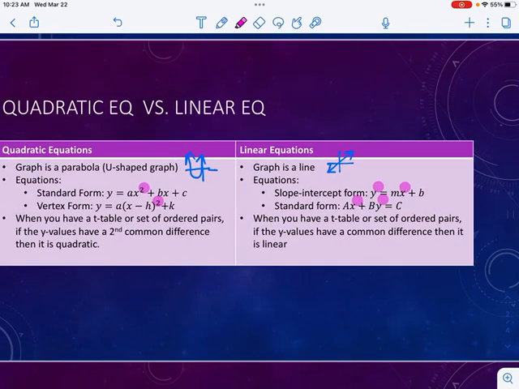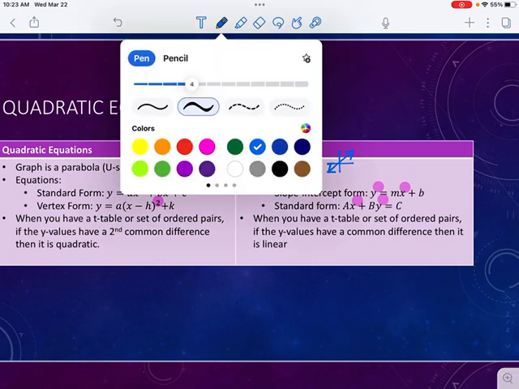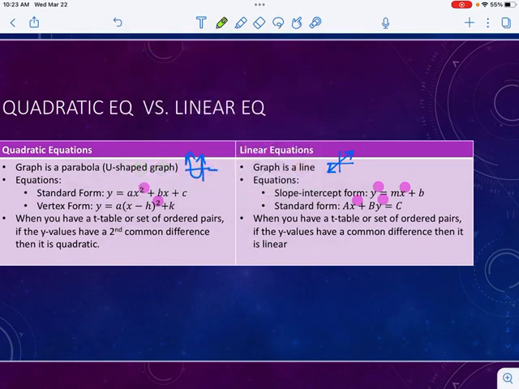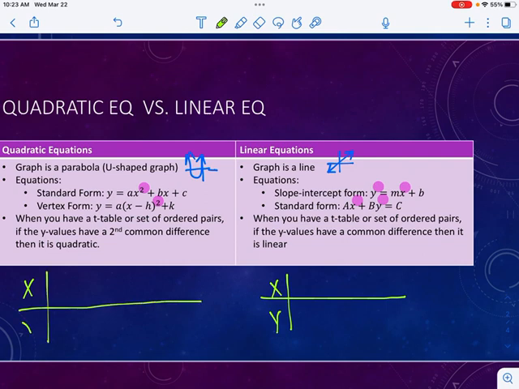All right, next, if we have a t-table. So the difference here is if we have a t-table, what we're going to be looking at is what would give me a common difference or a common second difference. So let's take a look at those just real quick here. So how do we know the difference between a common difference and a common second difference? Well, the first thing you should realize is in the name itself, difference. Remember, difference means subtraction.